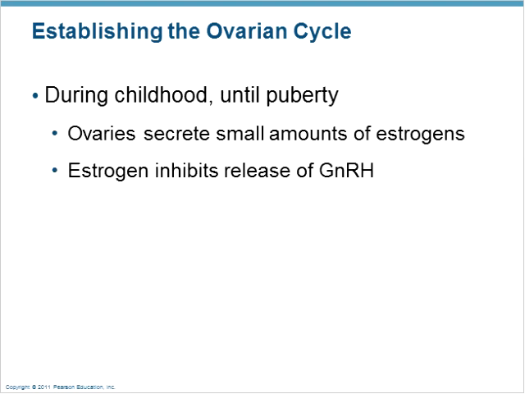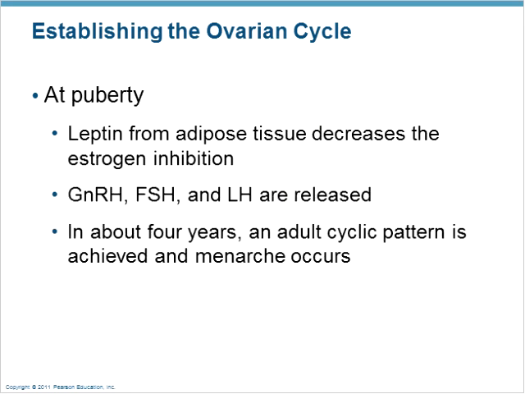occurs. During childhood until puberty, the ovaries secrete very small amounts of estrogen, and estrogen inhibits the release of GnRH. At puberty, leptin from adipose tissue decreases estrogen inhibition. GnRH, FSH, and LH are released, and in about 4 years, an adult cyclic pattern is achieved, and menarche occurs. So that takes you through that process, menarche being the beginning of menses. Menopause would be the end of that.